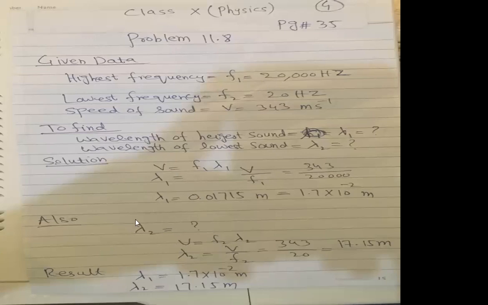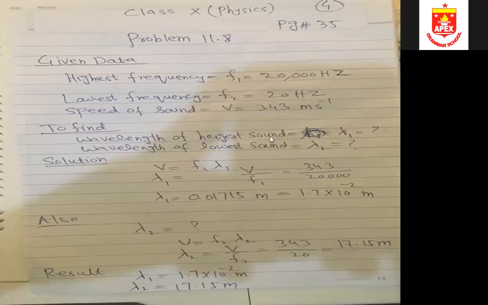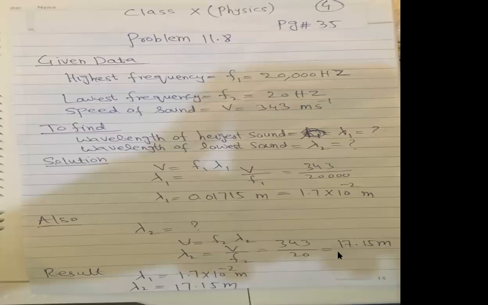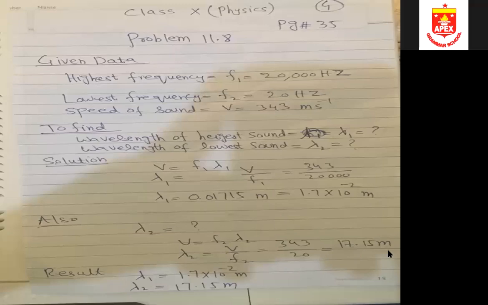Now we find the wavelength of the lowest sound, which I call lambda 2. I will use the same formula, but this time V is equal to F2 lambda 2, taking frequency F2 because I am finding the wavelength of the lowest sound. I separate out lambda 2: V divided by F2. Plug in the values: V is 343 divided by 20. If you divide 343 by 20, you will get 17.15 meter.